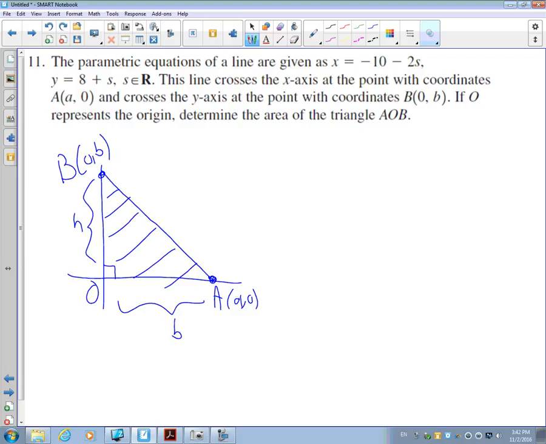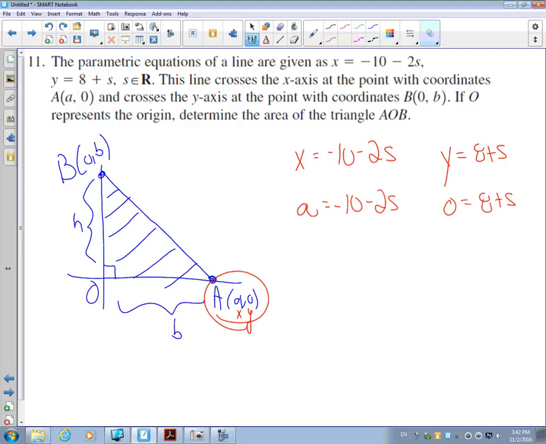Well, let's think about that point A. I know my parameters, x equals -10 minus 2s, and y equals 8 plus s, have to satisfy this point. This point has to satisfy the parameters. Well, the fact that I'm given a point means I should be able to fill them in for the x and the y. So a equals -10 minus 2s. But unfortunately, I don't know what s is. If I put the 0 in for y, however, I can figure out that s is -8.